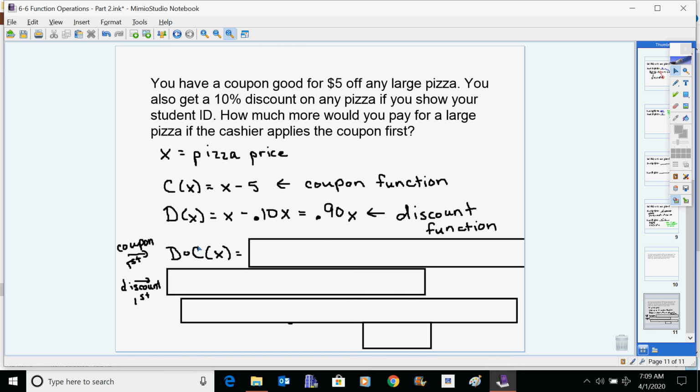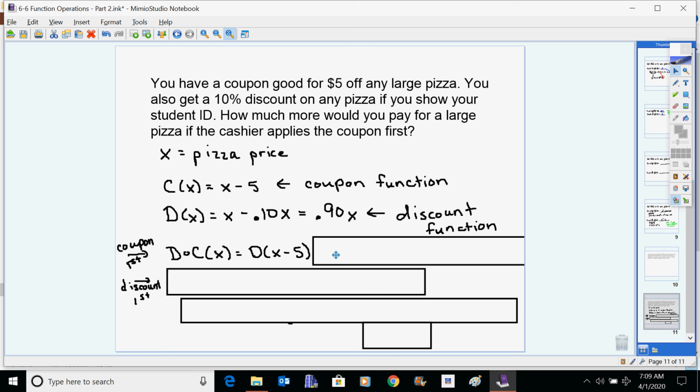D of C of x. Should really be some parentheses around here, but this is where you apply the coupon first. So in other words, you're taking the discount function, applying it to the coupon function. So this gets put right in here, 90% of x minus 5, and that gives you 0.90x minus, I put it in money terms, minus 4.50, because 0.90 times 5 is 4.50.